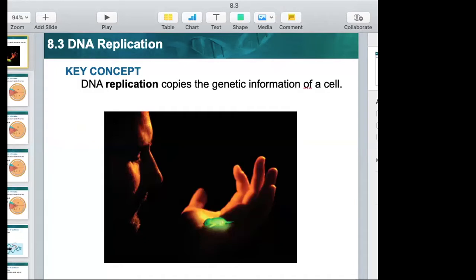So 8.3, we're going to learn about DNA replication and how DNA is copied in a cell. And once that happens, the cell then divides into two or more cells. Remember we talked about mitosis and meiosis before. Before those things happen, you need DNA to be duplicated through replication. And once it's duplicated, then you can make egg cells, sperm cells, or you can make more of the same kind of cells, depending upon what your body needs.